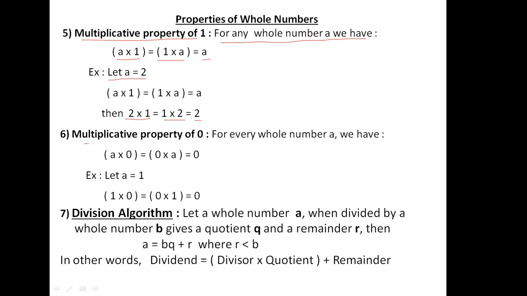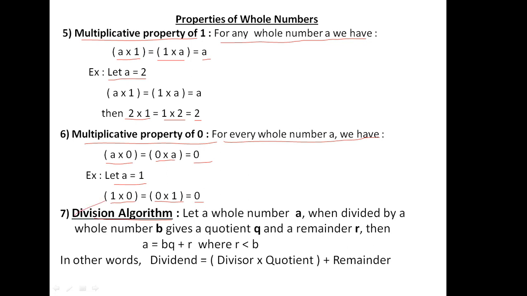Now the next one, multiplicative property of 0. For every whole number a, we have a × 0 equals 0 × a, the result will come 0. For example, suppose a equals 1, which means 1 is multiplied by 0 or 0 is multiplied by 1, the result will come 0. Now the next property, division algorithm.